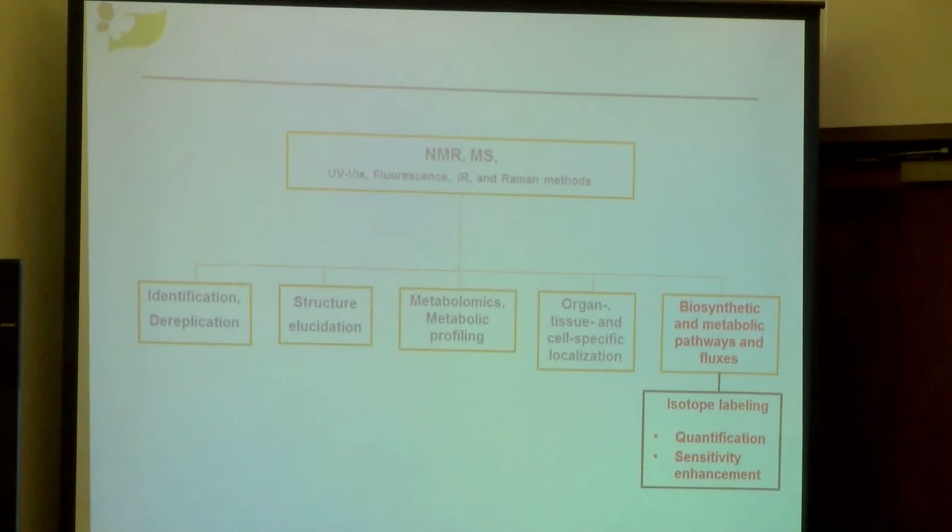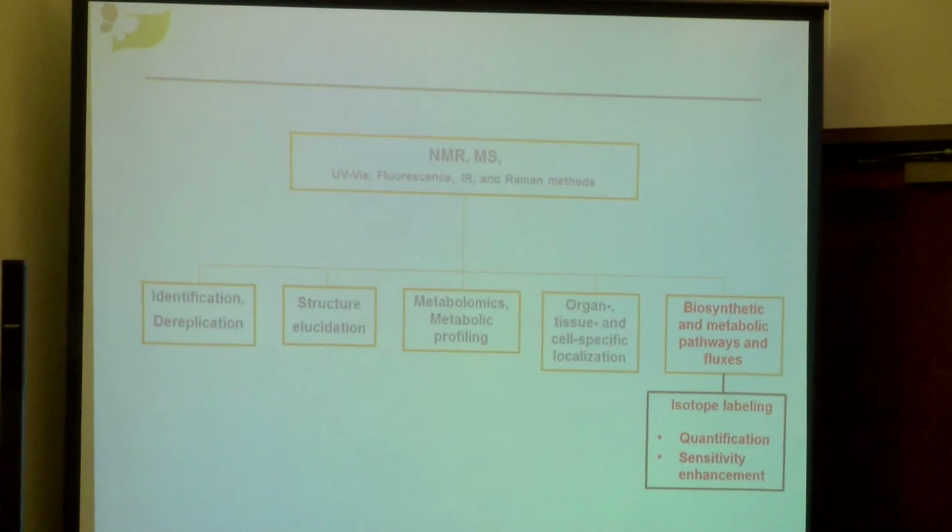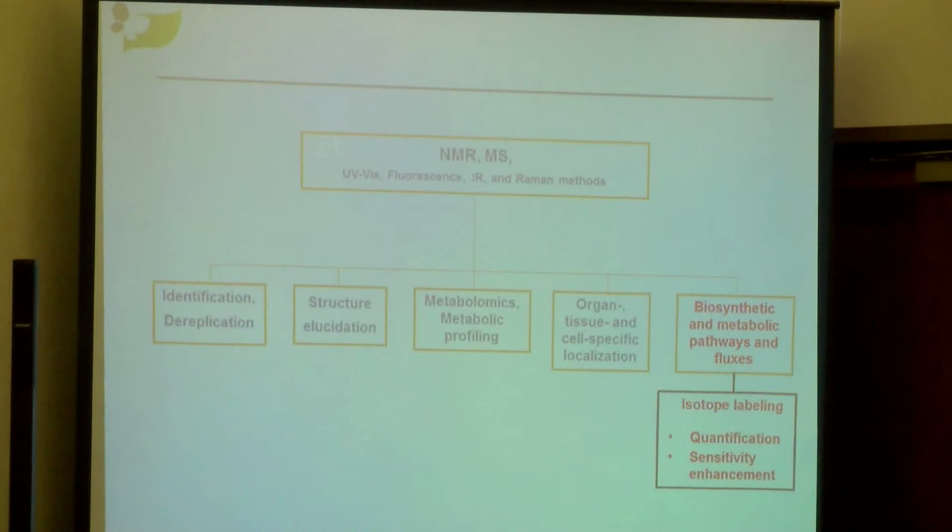In the final part of the talk, I will go into detail a little bit about biosynthetic and metabolic pathways and fluxes. And I will talk about isotope labeling, and especially about the usefulness of labeling for quantification and for sensitivity enhancement. So labeling with radioactive compounds was used in the 50s and 60s of the last century to identify metabolic and biosynthetic pathways. And nowadays, these labeling studies are almost replaced by biochemical methods, by molecular methods.